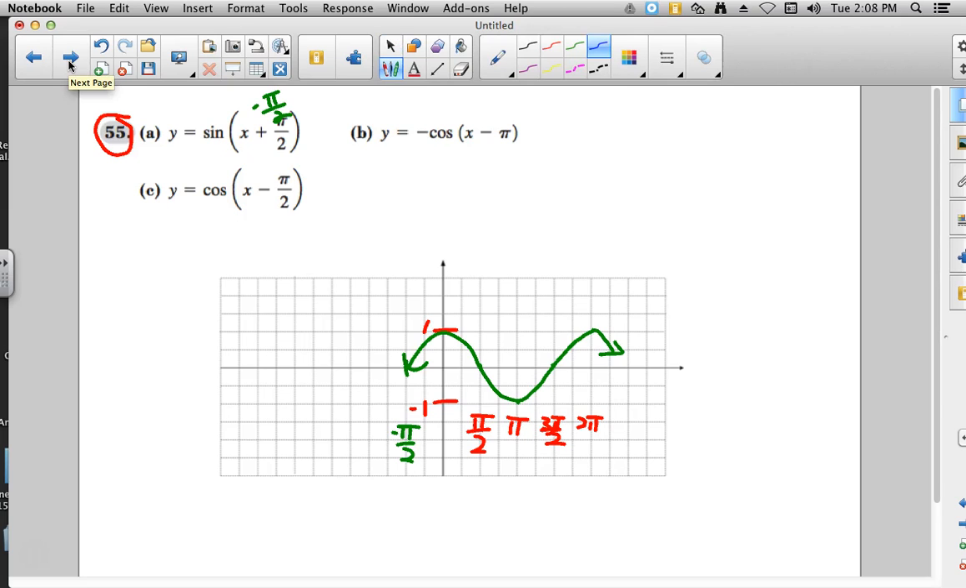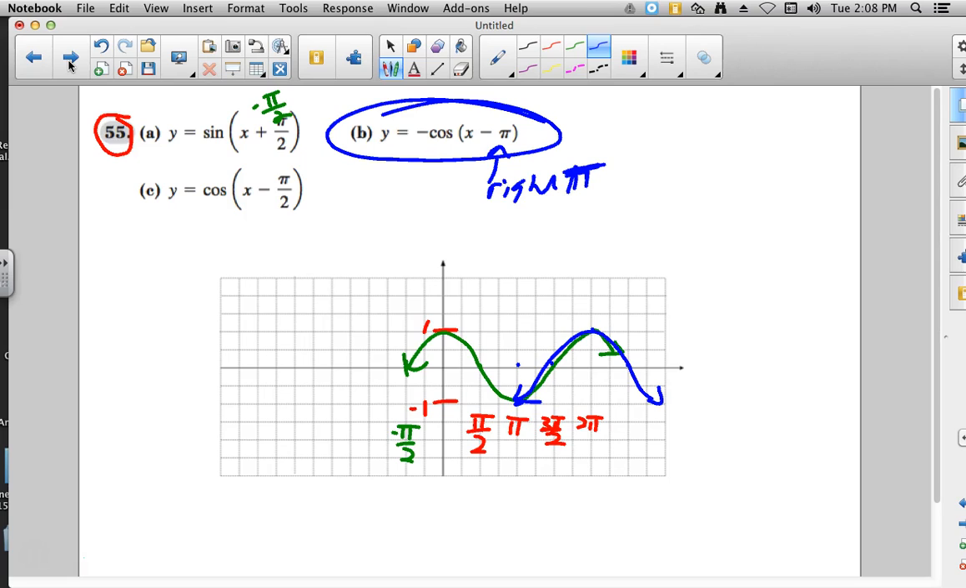And for B, for number 55, it says we need the negative cosine graph, but then we need to move it pi units, and this will be to the right by pi. Okay, so I go to pi, and I realize, well, cosine would normally start up at +1, but since they have this one negative, it would start down here, and then go to axis, and then high, and then low. By golly, look at that. Got lucky on both of these, and it was actually A and B that match up.